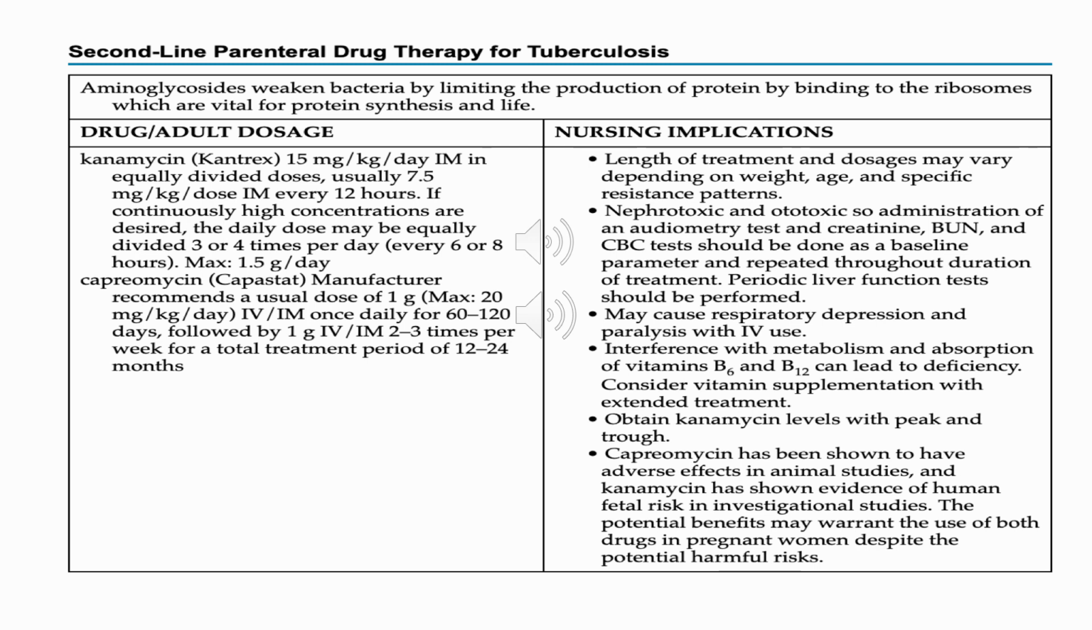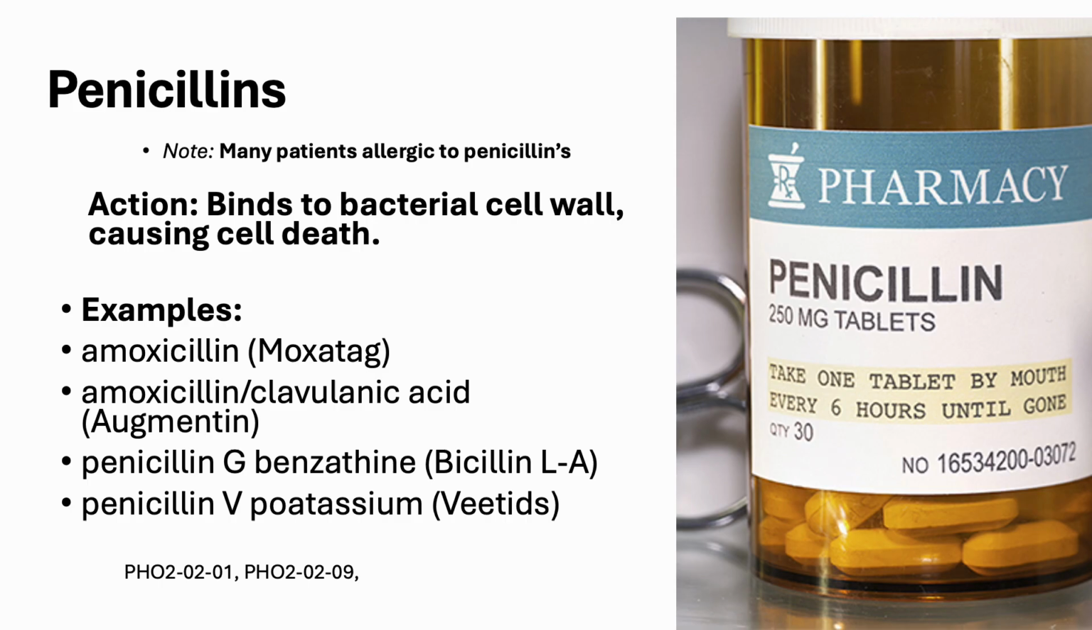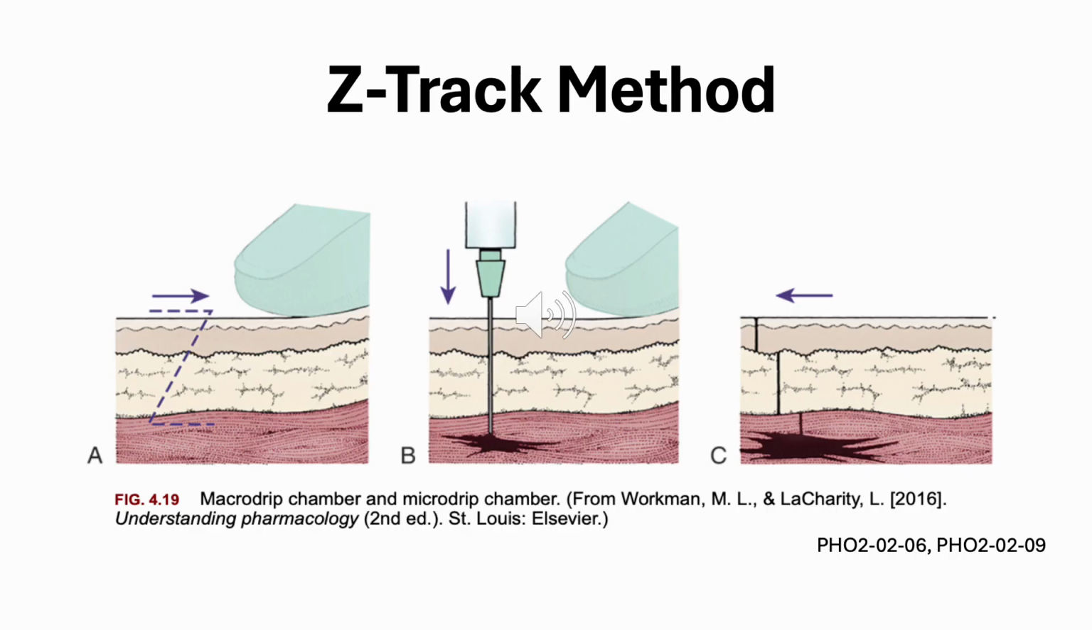For patients receiving parenteral treatment for tuberculosis, we need to make sure to rotate the injection sites. The Z-track method. Inject the penicillin using the Z-track method. Aspirate before injecting the drug. Aspiration is not recommended for IM injections of vaccines or immunizations.